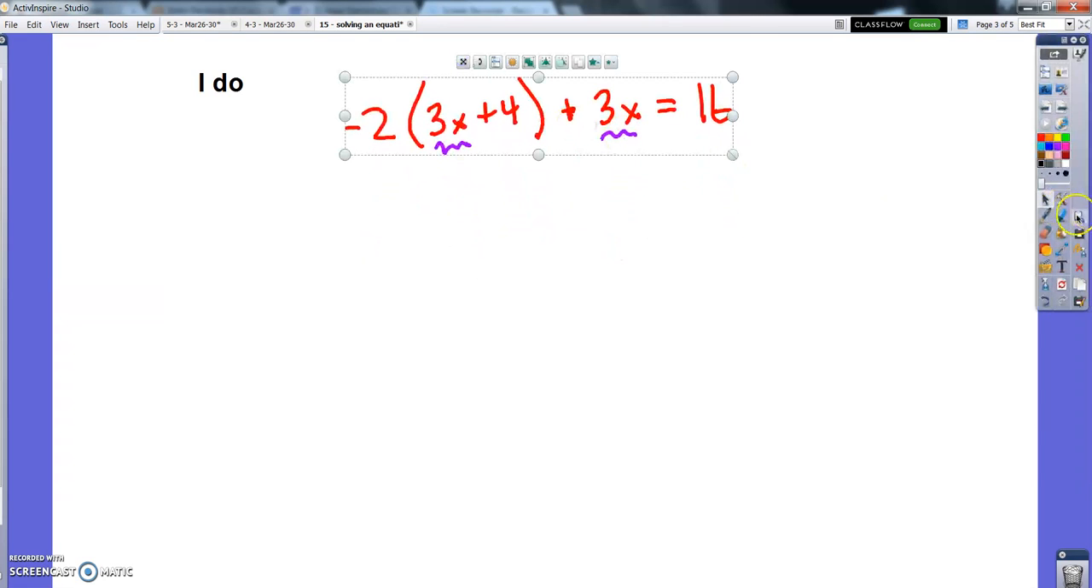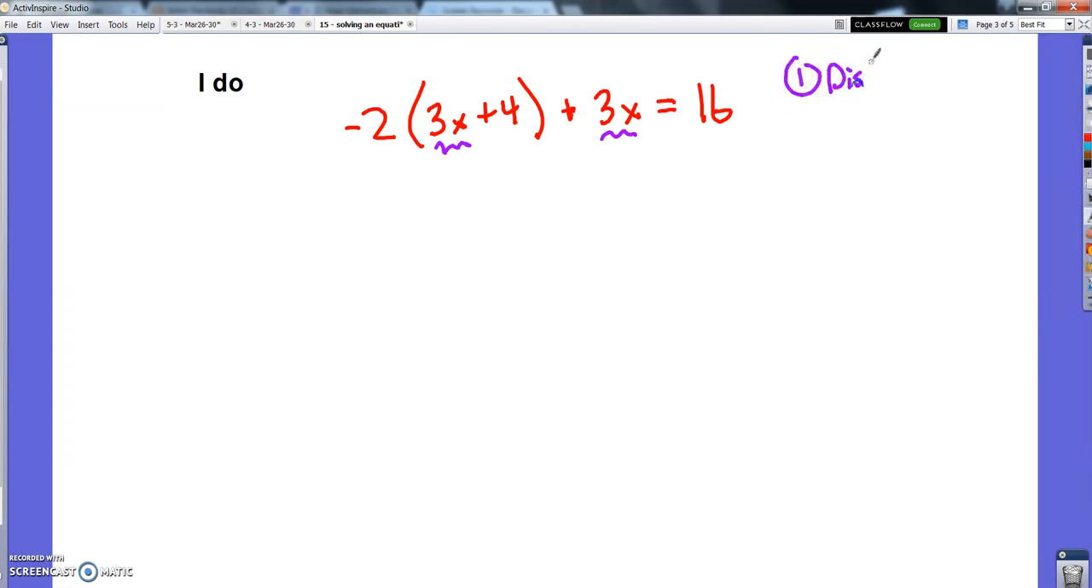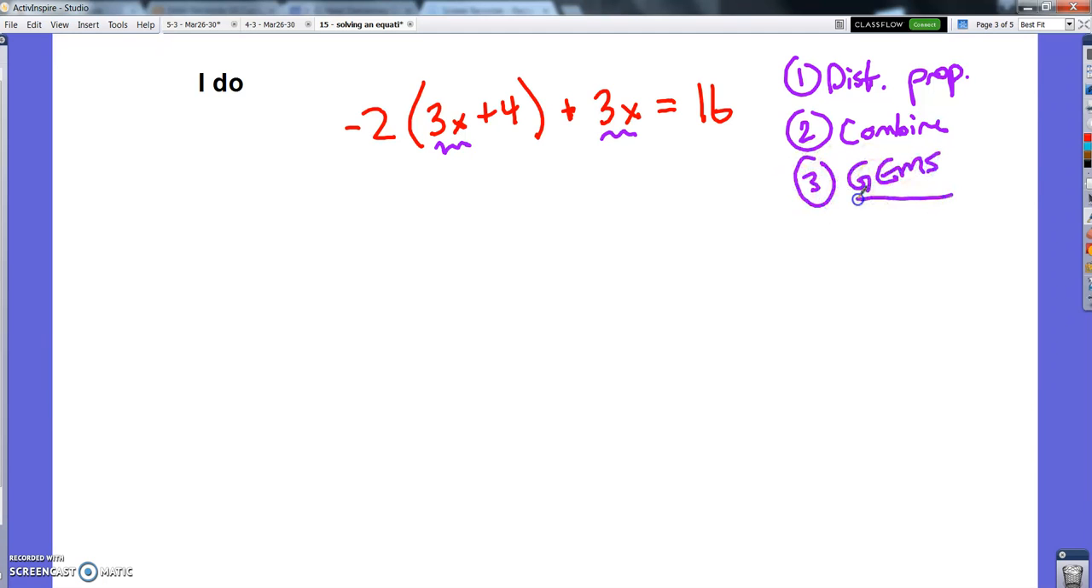So when I look at this, my steps here are going to be distributive property. Then, after I've gotten rid of those parentheses, I'm going to combine like terms. Then I'm going to do my reverse GEMS, and I think I'll have it. All right, so here we go. I'm going to start with the distributive property. That means I'm going to rewrite this using the distributive property.